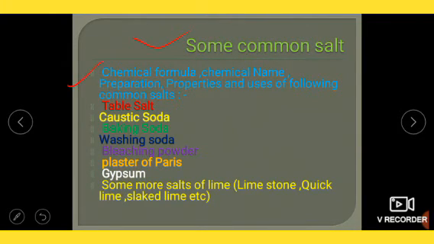Now we will study the next topic, that is chemical formula, chemical name, preparation, properties and uses of the following common salts: table salt, caustic soda, baking soda, washing soda, bleaching powder. So these are basically, dear students, table salt, caustic soda, baking soda, washing soda. These are the salts of sodium.